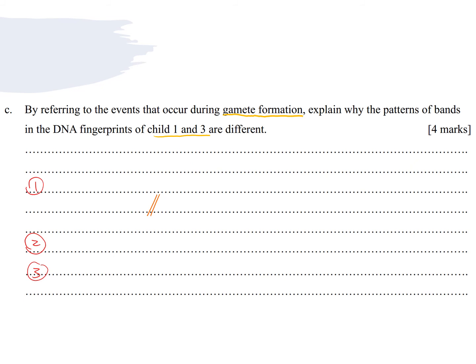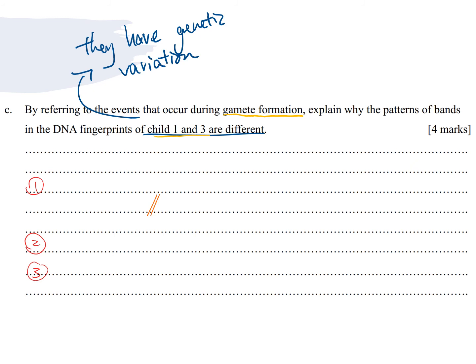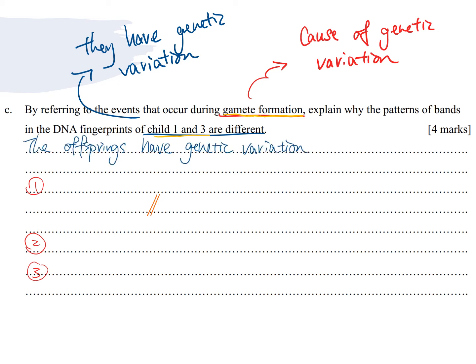Alright, so this question requires you to take a look at, first of all, child 1 and 3, they are slightly different because they have genetic variation. Brother and sister may not be exactly the same. And then in the gamete formation, what happens? You have to tell me in the gamete formation, making sperm and ovum, there are some causes of genetic variation. So the first mark you can get is, tell me that the offspring, child 1 and 3, they have genetic variation. You get the first mark.